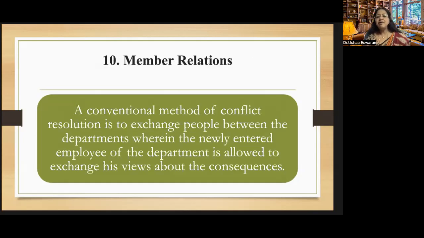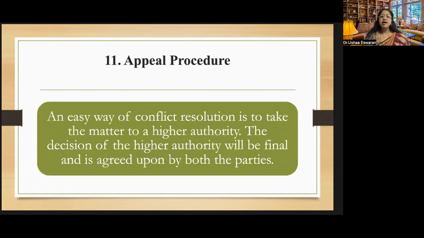Then coming to member relations. What is member relations? A conventional method of conflict resolution is to exchange people between the different departments, wherein the newly entered employee of the department is allowed to exchange his views about the consequences. So the other person coming and asking this person, they will be able to express it freely, and they can also understand what is happening. So this helps in understanding the perspective of others and reducing the misunderstanding, thus enabling them to resolve the conflict.